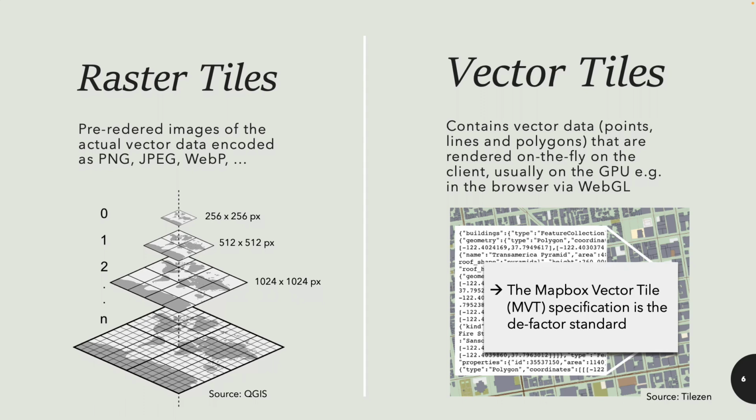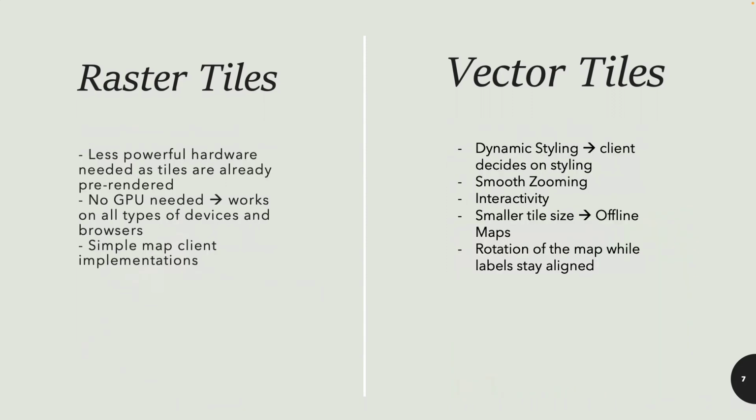And there are different possibilities how you could encode this vector data. For example, like on the right side, you could use a JSON, but the de facto standard for open vector tiles is the Mapbox Vector Tiles specification. So this is the industry standard used by small companies up to the big tech companies like Meta, Amazon, or Microsoft.